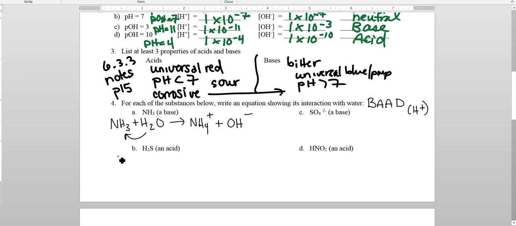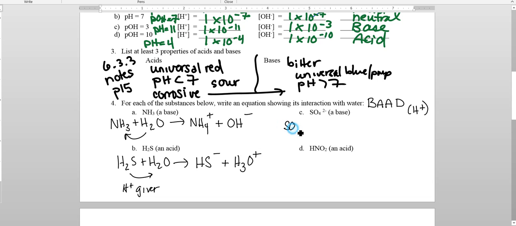All right, let's look at this one, H2S. It is an acid. Acids are going to be hydrogen givers. So if H2S gives away a hydrogen, now it's just going to be HS. It's going to have a negative charge because it gave away something positive. H2O becomes H3O because it gained a hydrogen, and it also gains a positive charge.